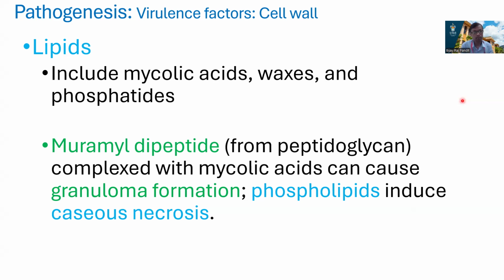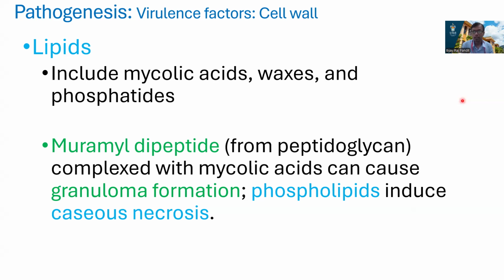So let us discuss lipids, which include mycolic acid, waxes, and phosphatides. The cell wall contains lipids, and those lipids include mycolic acid, waxes, and phosphatides. Muramyl dipeptide, that is peptidoglycan, present in the cell wall, complexed with mycolic acid, can cause granuloma formation, which is one of the hallmarks of the disease.